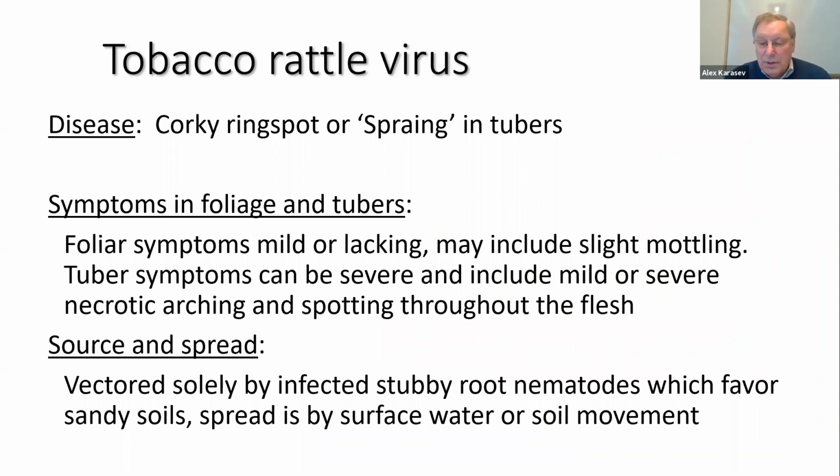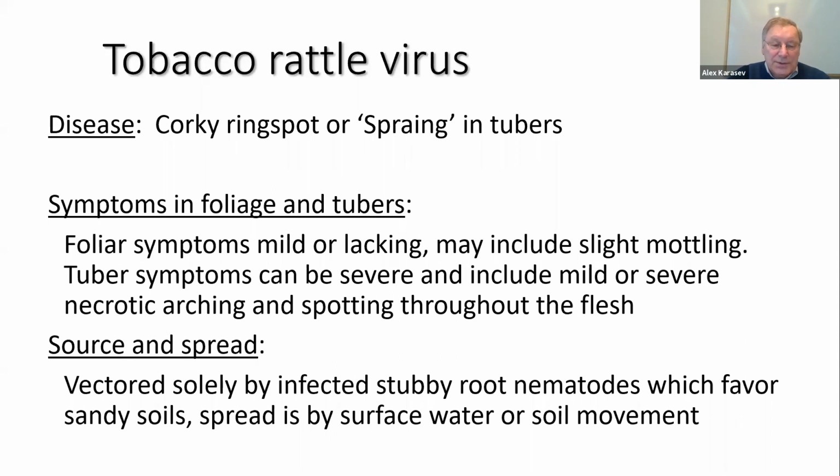The second soil-borne potato virus that is considered emerging and quite significant is tobacco rattle virus, causing the disease called corky ring spot in the US, or spraing in Britain and in Europe. In foliage, the symptoms may be very mild or lacking completely. If you see symptoms, they may include slight mottling, but tuber symptoms can be severe and well visible. They include mild or severe necrotic arching and spotting throughout the flesh. The appearance of this tuber damage may be similar to damage caused by potato mop-top virus in potato tubers.